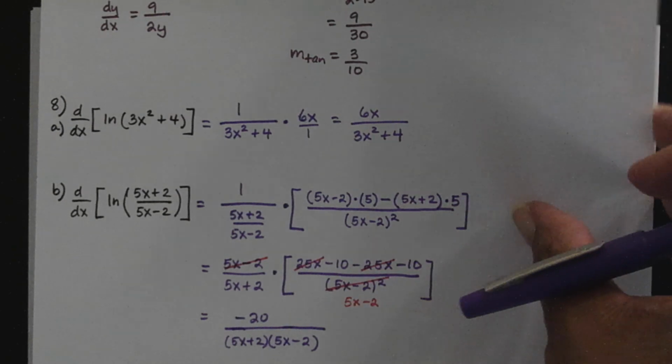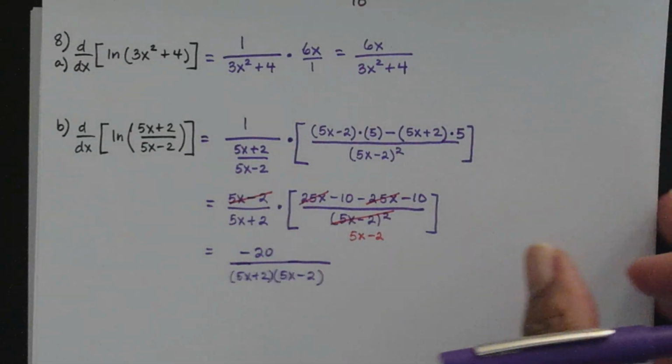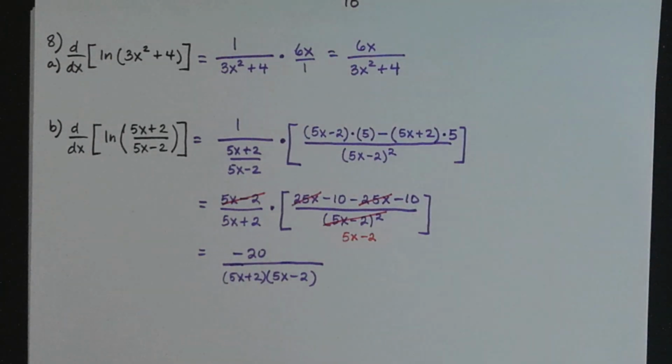So this will end up being the derivative of the natural log of the quantity 5x plus 2 divided by 5x minus 2. Any questions about part B of problem 8?